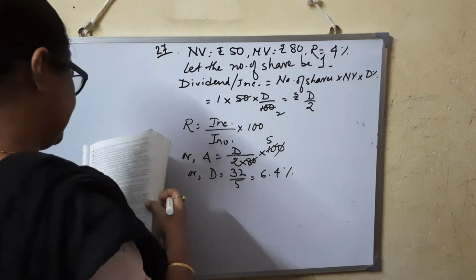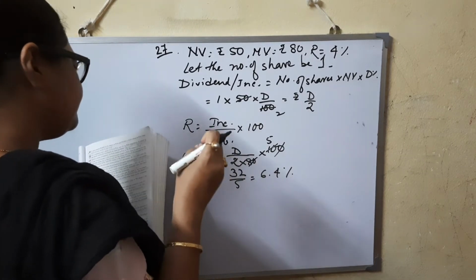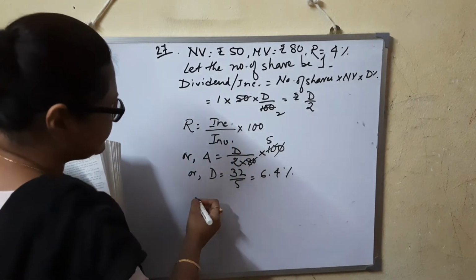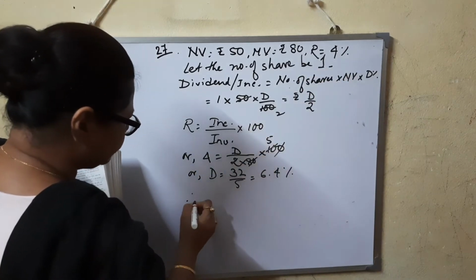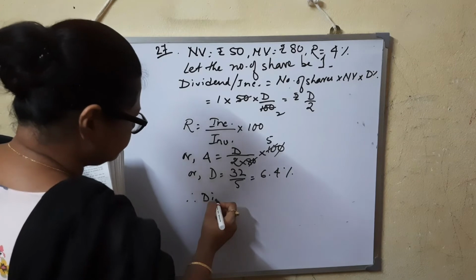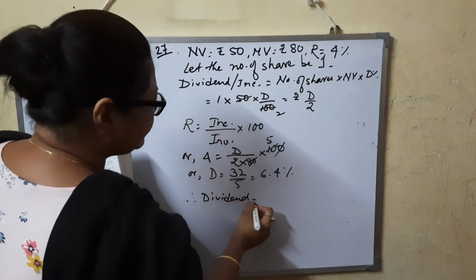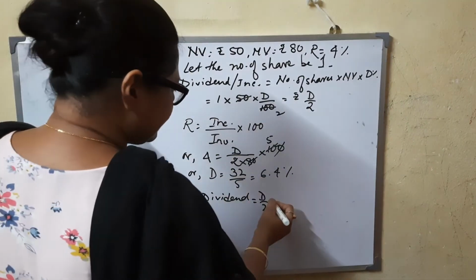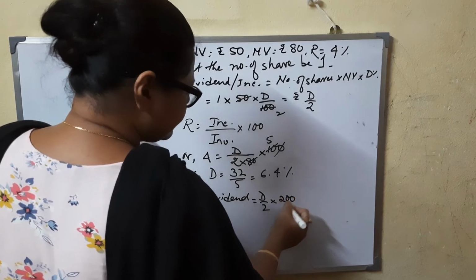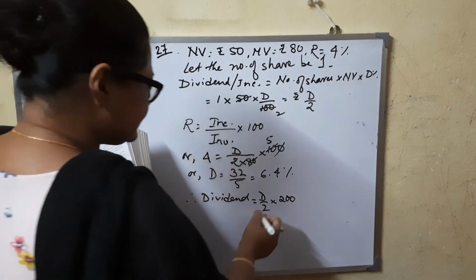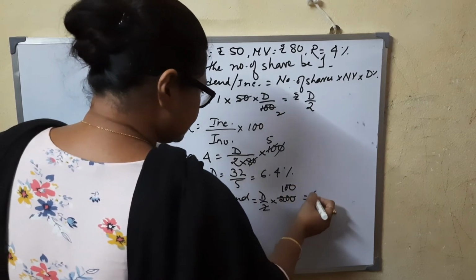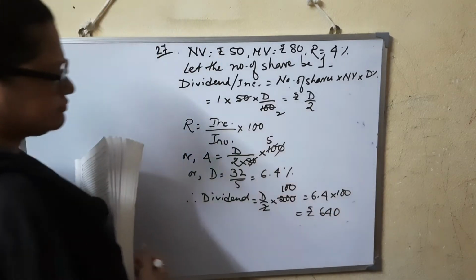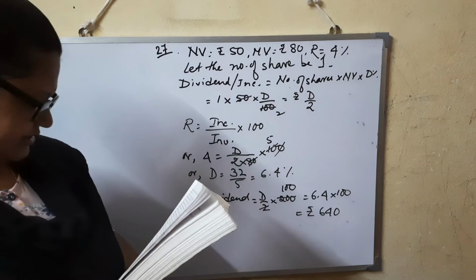Okay. Now they are saying if the number of shares are 200, what will be the dividend? This is also very easy. So now number of shares become 200. What did we get? Dividend is equal to D by 2 when the number of shares were 1. Now the number of shares have become 200. Okay. So in that case, 6.4 into 100 equal to rupees 640. Alright. The next sum now.